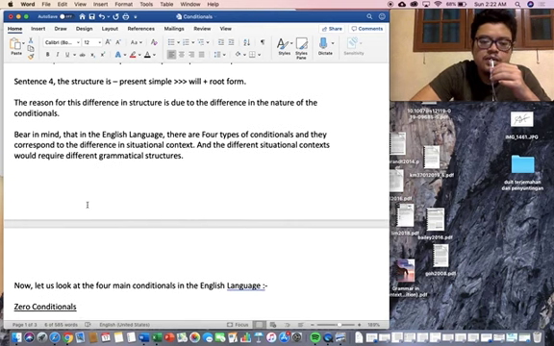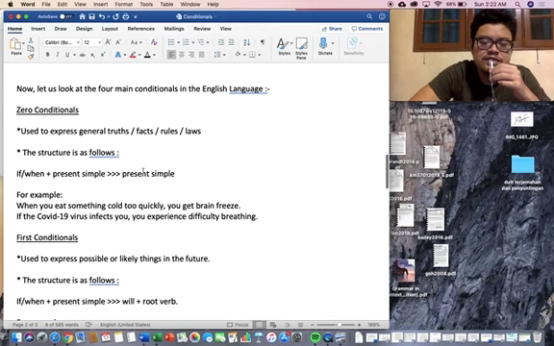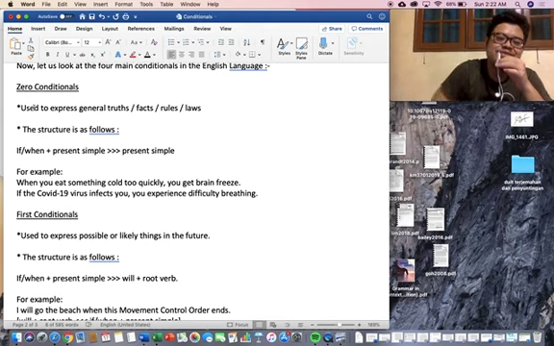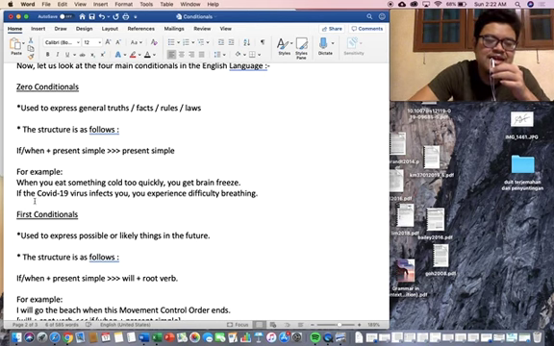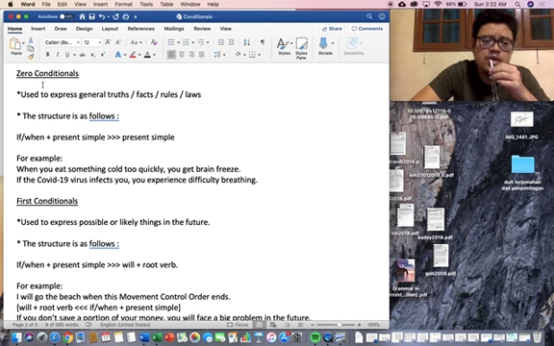Okay, so let's look at the first conditional, right? The zero conditional. I mean, not the first conditional, right? The conditional that we will look through first is the zero conditional. So when do we use the zero conditional? We use it to express general truth, facts, rules, or laws, right?